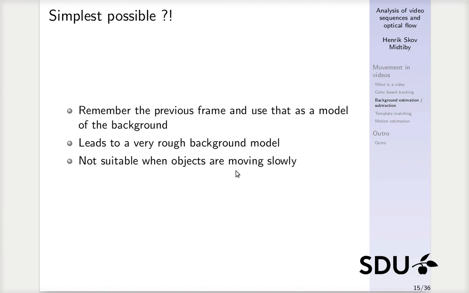So far, so good. One issue here is that this doesn't work very well when you have something that moves very slowly, because then the object you're actually tracking will be part of the background, and you can only see the front and the back of the object that is moving, if it has the same color all the way through. So that's a bit of a problem.